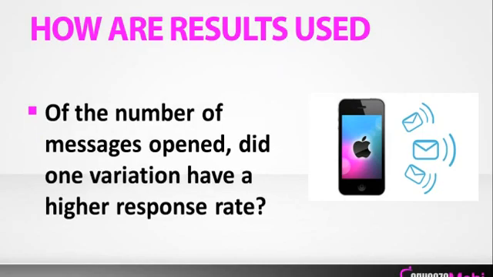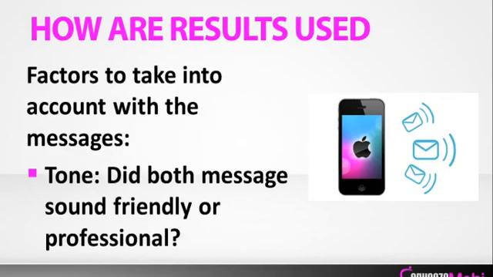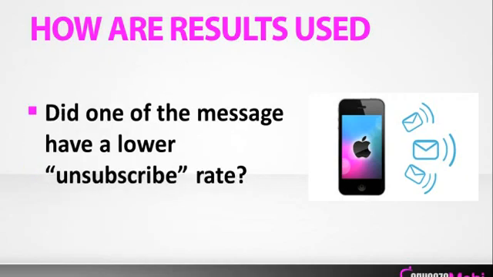Of those messages that have been opened, which variation has a higher response rate? You might see that A has been opened or read more, but B might have the higher response rate, the higher percentage of people actually responding to your text. You're also going to ask yourself, did one of the messages have a lower unsubscribe rate? That way, you'll see which elements of variation A you're going to keep, and which elements of variation B you're going to keep, so you will have a high open rate and a high response rate, which is what you're looking for when you're doing SMS campaigns.